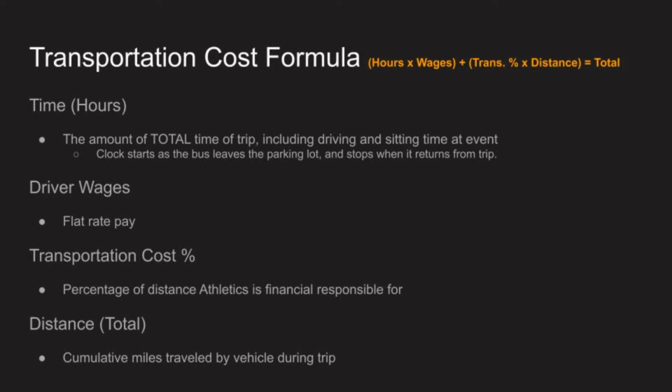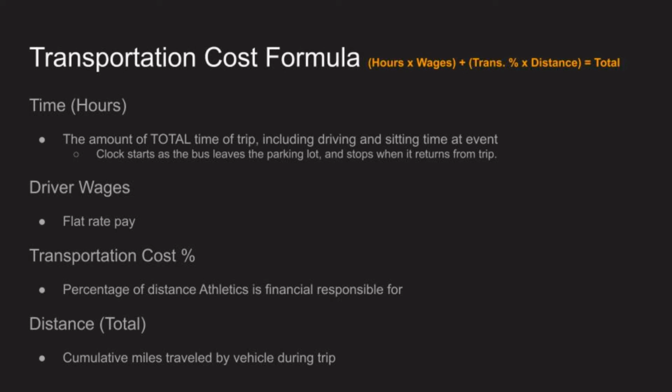Based off of these 4 components of the transportation formula, you can see, going back up to the formula on the top right side of the title, it is 2 components added together to equal your total trip cost. First, the total hours is multiplied by the wages. Again, the wages can vary depending on the bus driver based off their experience. Once you have that quantity, it is then added to the quantity of the transportation cost percentage times the distance. The transportation cost percentage is 0.60 times the total distance of the trip.